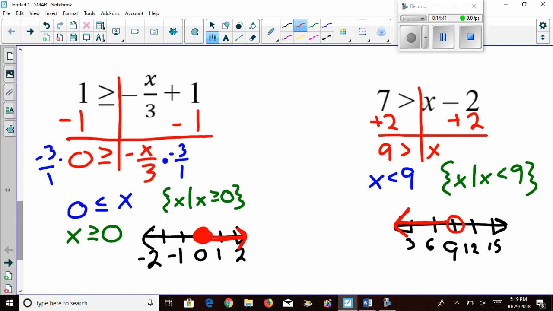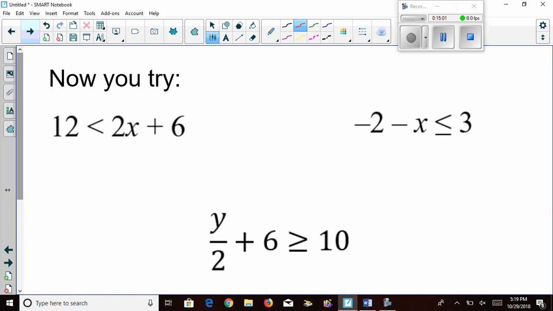You need to pause the video and go back and rewatch any of the examples you feel you need to see again. When you feel you're ready, you're going to continue the video, and we're going to have 3 examples for you to try on your own. Here are your 3 examples. Go ahead, solve these three in your notebook using your notes as a guide. And then if you have any questions, please bring those questions with you to class.